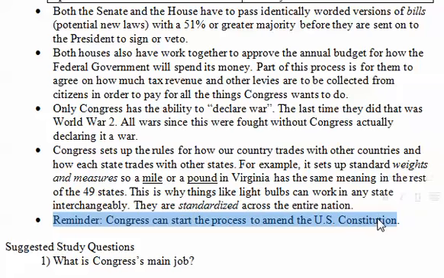And a quick reminder here, Congress can start the process to amend the U.S. Constitution. And as we've learned about in class, they start it, they send it to the state legislatures, and then if enough of them approve it, the Constitution is amended. Those are the basic facts you need to know about the legislative branch.